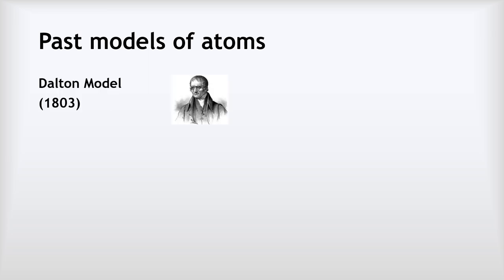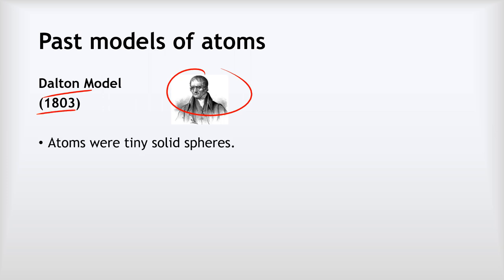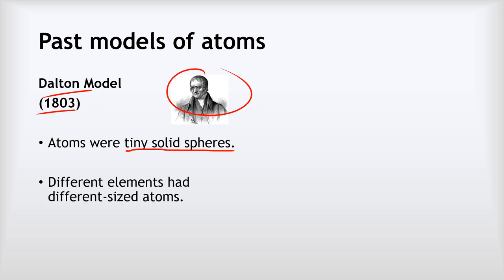Okay, the last thing that I briefly want to talk about with you is some of our past models of atoms. Now, the first proper model of atoms, the first proper idea about atoms, was developed by this guy here, whose name was John Dalton, and he developed this in 1803, so over 200 years ago. He just said that atoms were tiny solid spheres. Okay, we know that's wrong now, because we know they've got the nucleus and the electron shells and lots of empty space, so they're not solid at all, but that's what he thought.